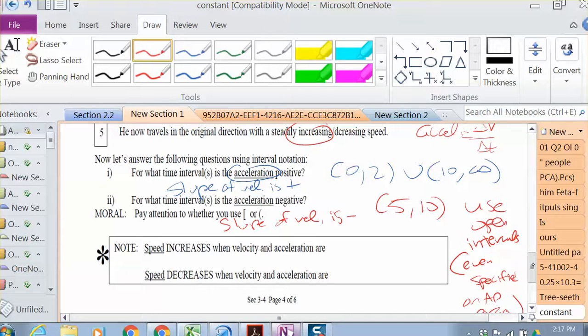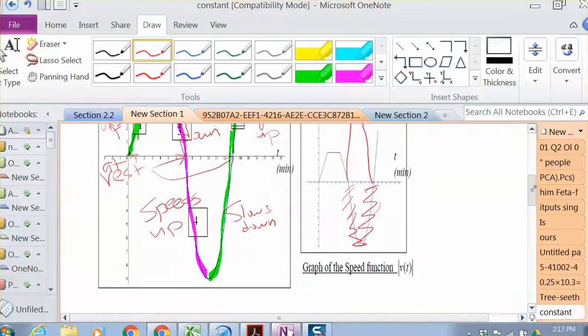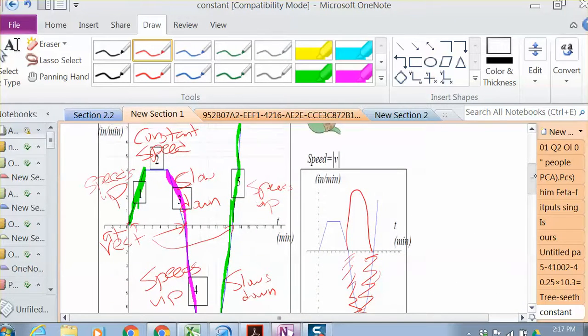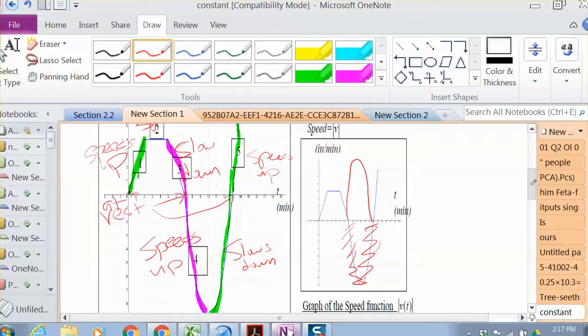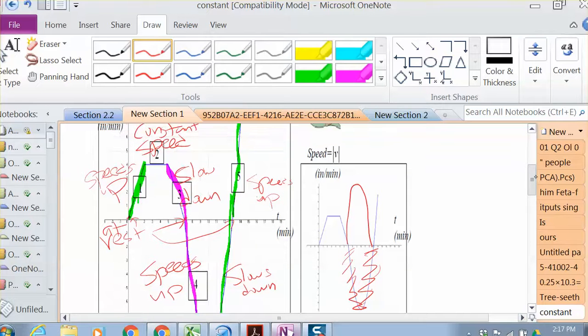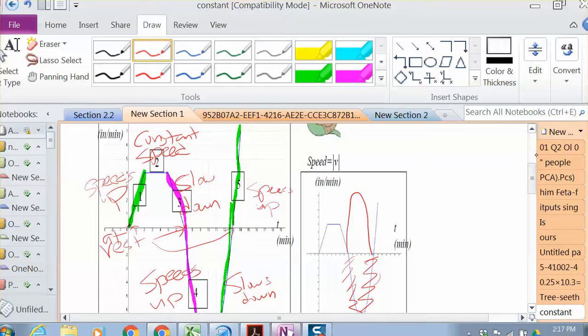Okay, so we now know where acceleration is positive and negative. It's positive from 0 to 2 and 10 to infinity. Acceleration is negative from 5 to 10. But here's where it gets interesting. It was speeding up at 3 places, right? Where was it speeding up? From 0 to 2. And it was speeding up from 7 to 10. And of course, speeding up from 13 to infinity.